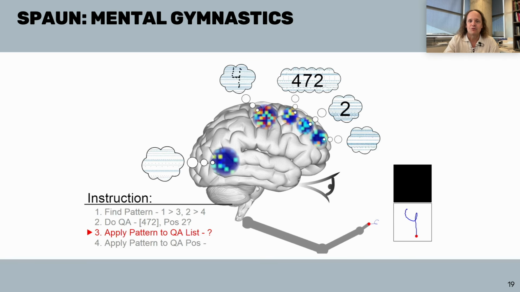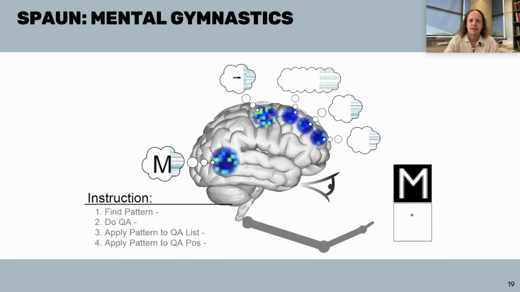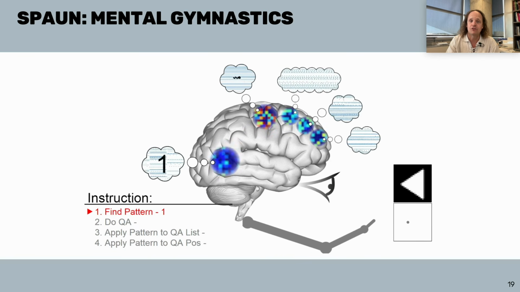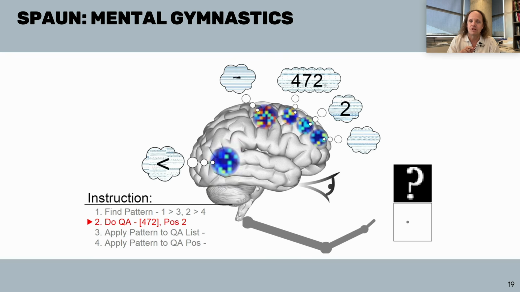So let me talk you through what is happening as we watch SPAWN follow these instructions. First, it's shown P1, which means go through the instructions starting at the top. It begins by finding the pattern in the 2 examples where the count increases by 2, which it does. Then it answers a question by reporting what number is in the second position, and so it draws a 7. It then applies, i.e. adds, the pattern number 2 to the list numbers and writes a new list, 6, 9, and 4. Then it applies the pattern number to the position it was asked about, i.e. 2 plus 2, and writes a 4.